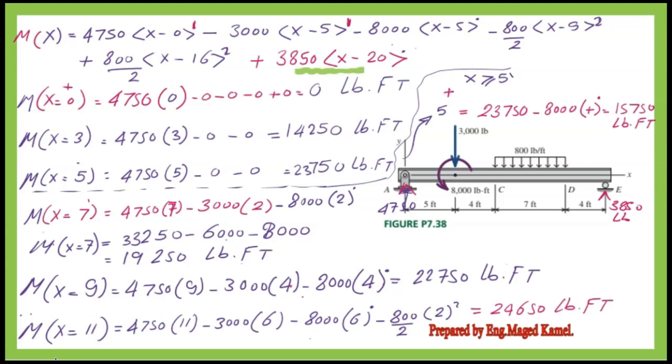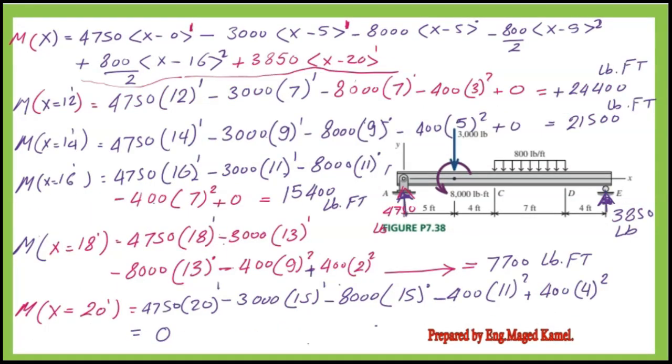For m of x equal to 11 will be equal to 4,750 by 11 minus 3,000 by 6 minus 8,000 multiplied by 1. This term will be 1 minus 800 divided by 2 multiplied by 2 raised to the power of 2. It will be 24,650 pound-foot. In the next slide, we continue to estimate the moment value for the points from x 12 feet to x 20 feet.